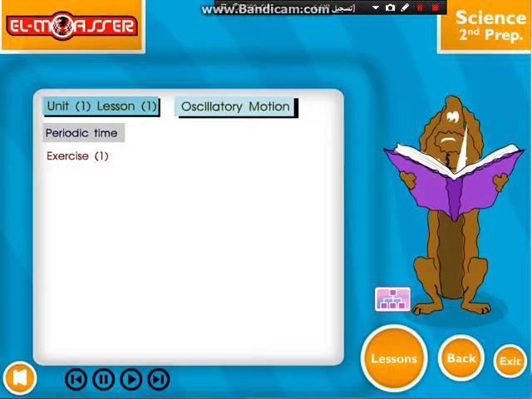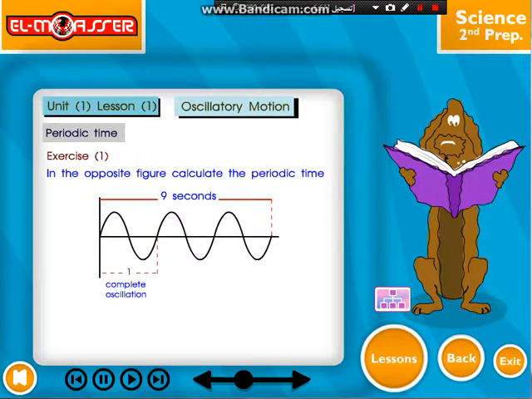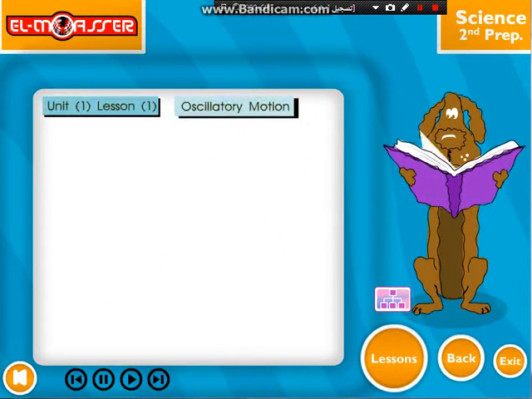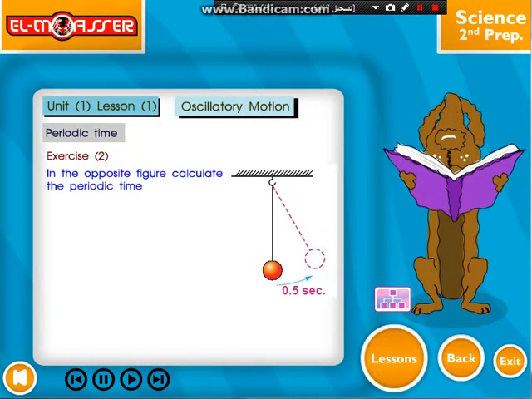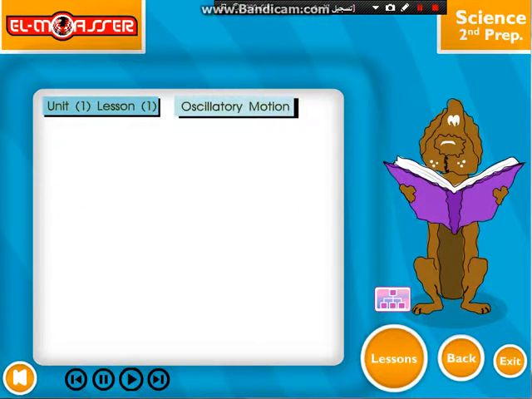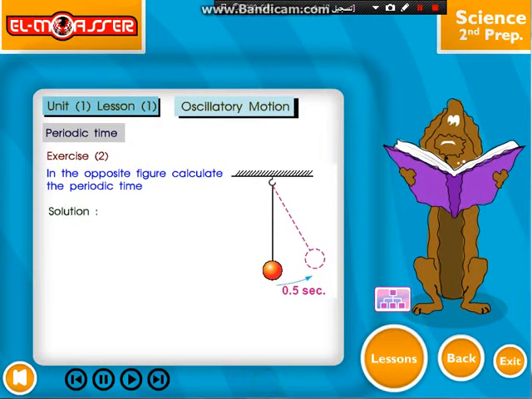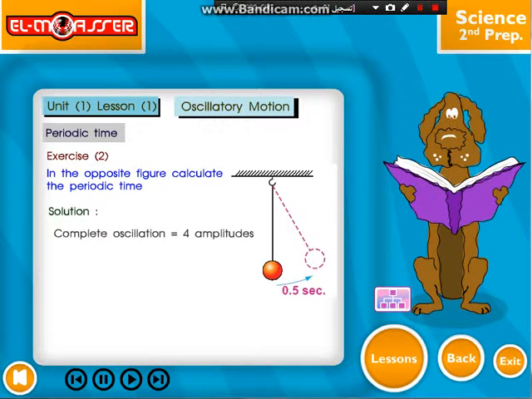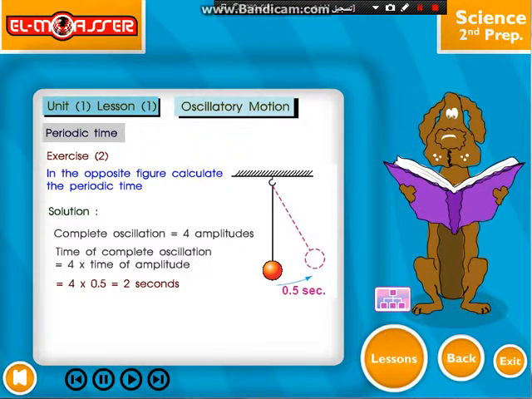Exercise number 1. In the opposite figure, calculate the periodic time. Solution: Complete oscillation equals 4 amplitudes. Time of complete oscillation equals 4 by time of amplitude equals 4 by 0.5 equals 2 seconds.